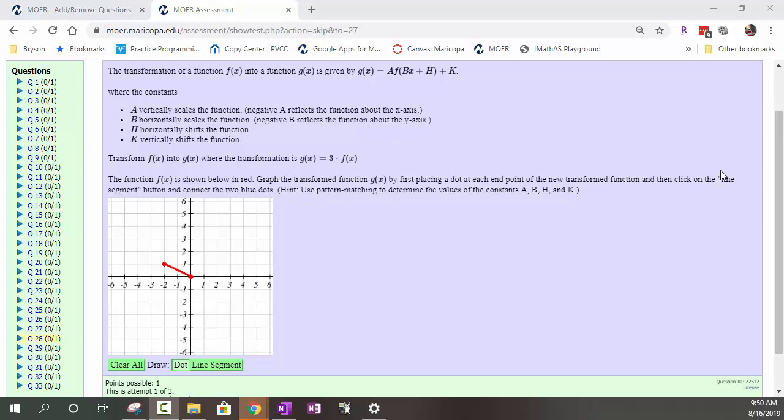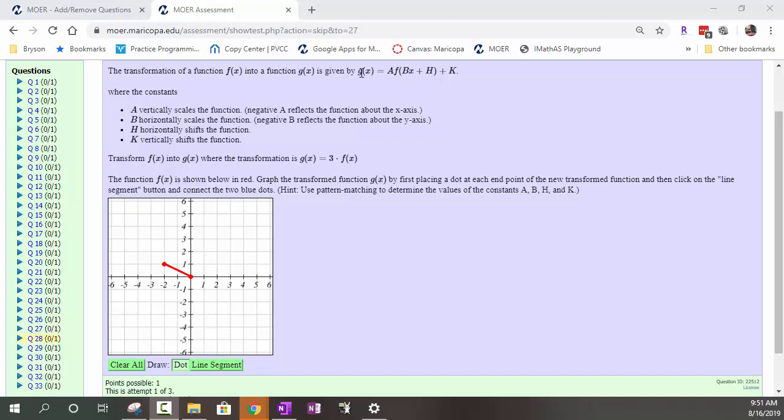I'm using this video to help you understand how to use the plotting tool here in MOER. Now, from your lesson, you learned about vertical scales, horizontal scales, and shifts. So looking at this function, if we're taking f of x, which is demonstrated here in red, and multiplying it by 3, what kind of transformation would that be?